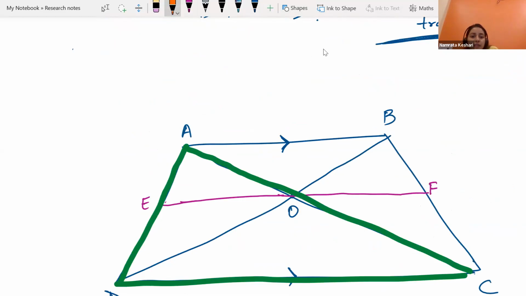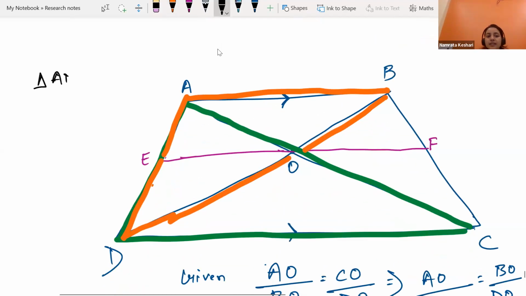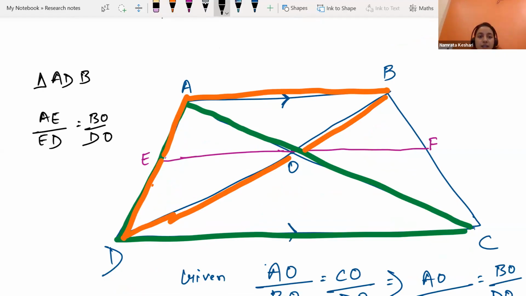Let me take another color. AE by ED, and BO by DO. Do we see a triangle here? In triangle ADB, we already got a ratio AE by ED is equal to BO by DO. If these ratios are equal, then can we say that this line EO must be parallel to AB by the converse of the basic proportionality theorem?